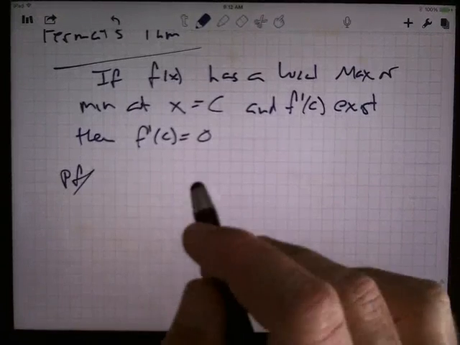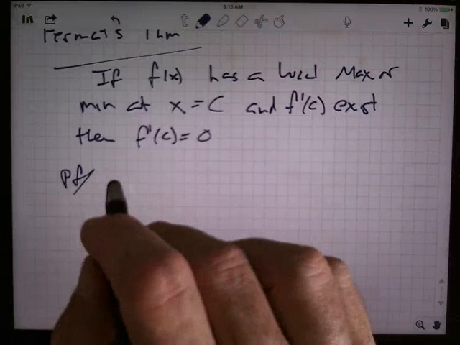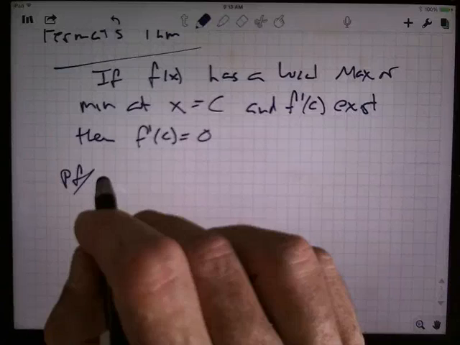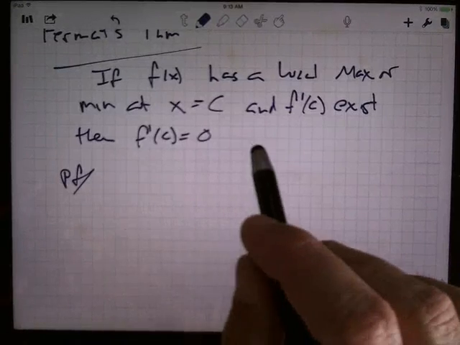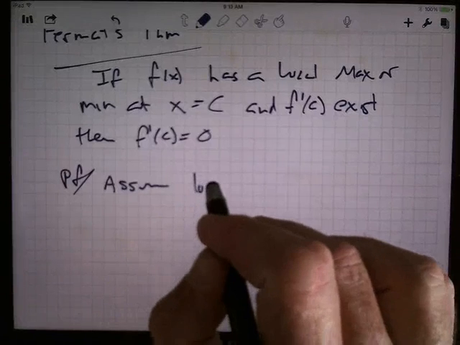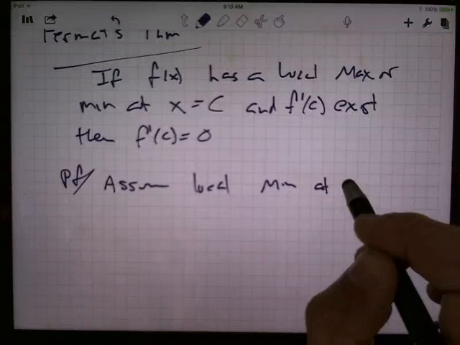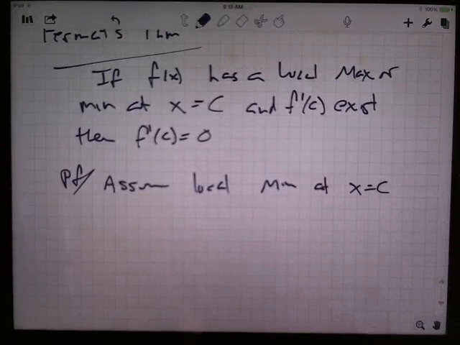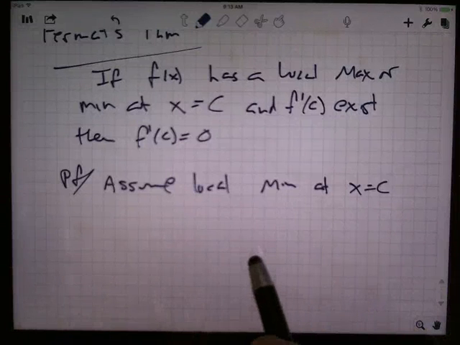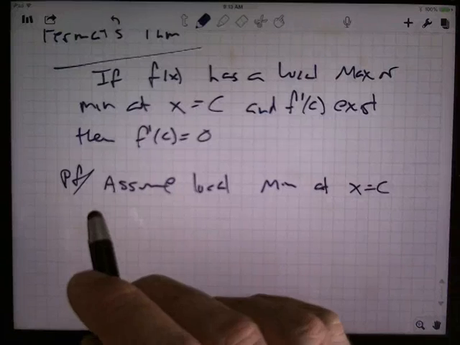Proof. Let's assume we have a local, let's say min, at x equals c. The only difference between local min or local max is there's some inequalities that are going to be one way or the other. So let's just assume we have a local min.